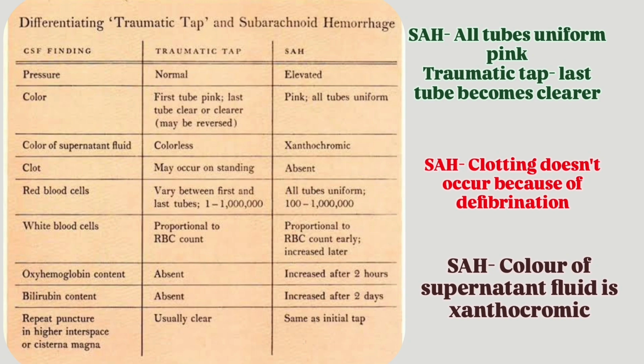Then clotting will not occur in subarachnoid hemorrhage, while it will occur in traumatic tap. In subarachnoid hemorrhage, the clotting does not occur because of defibrination. In subarachnoid hemorrhage, the color of the supernatant fluid will be xanthochromic, while in traumatic tap, it will be colorless.